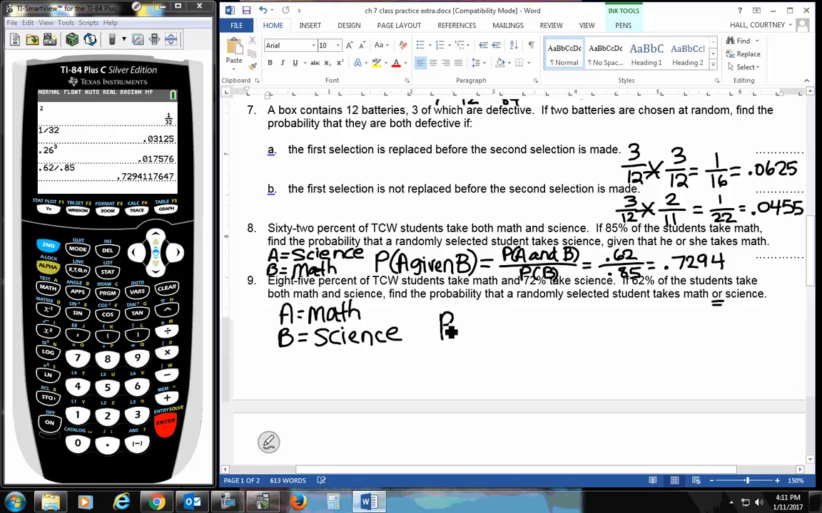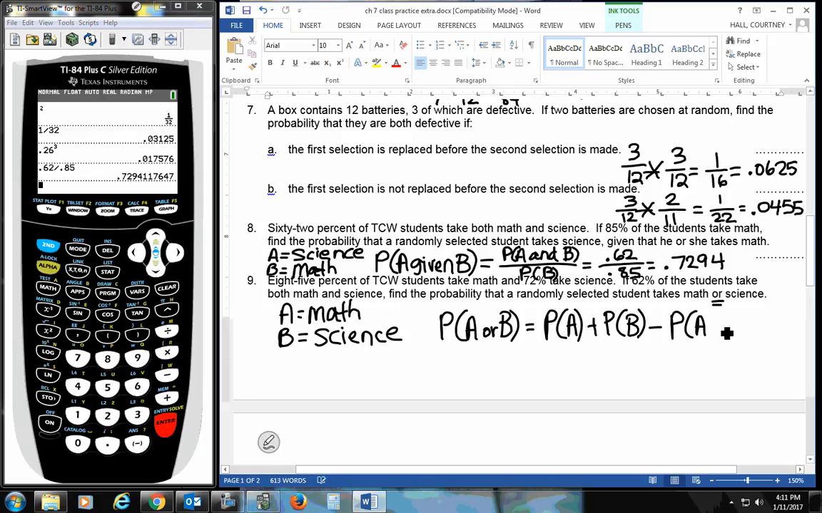So I'm going to do the probability of A or B, and I need to remember that that's equal to adding the individual probabilities together, but I have to remember to subtract the overlaps. We need to subtract the probability of A and B because you've already accounted for it twice when you do A and B separately. So you do need to subtract one of those out. So the probability of A is 0.72. Let's see, is that right? Let's see. A is math, B is science.